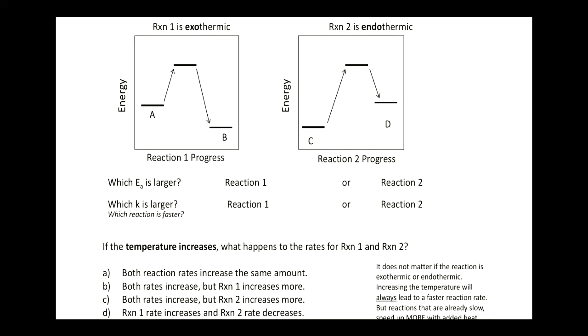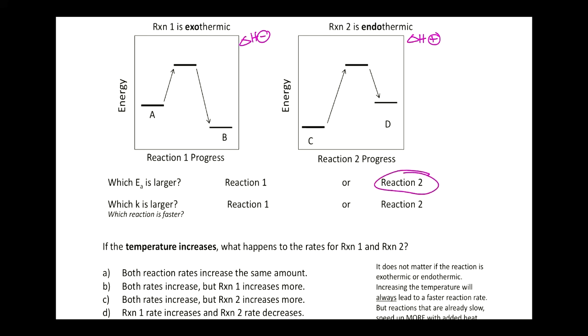Here are 2 reactions. The first one is an exothermic reaction. So A to B, you see there's an overall loss of energy. This reaction releases energy. But going for reaction 2, going from reactants to products, there's an overall increase in energy. So this is endothermic. Delta H is positive here, delta H is negative here. Let's just go in the forward direction. Which reaction has the larger activation energy? Reaction 1 or 2? 2.